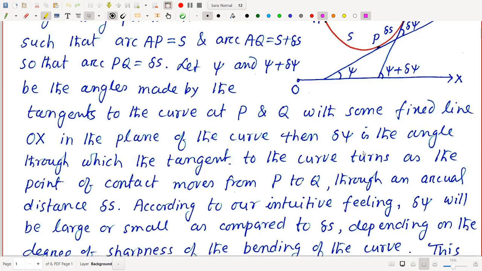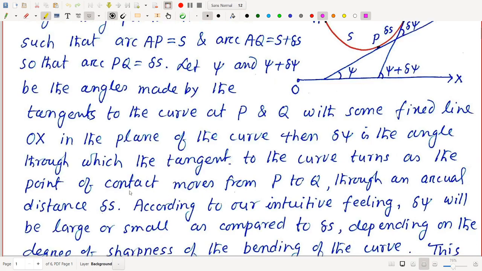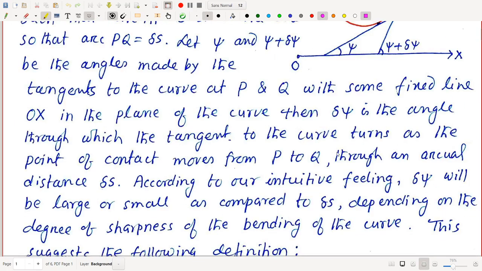Then, what is delta psi? This delta psi is the angle through which the tangent to the curve turns or rotates as the point of contact moves from P to Q through an arc distance. This arc length PQ is delta s. If the point of contact moves from P to Q through an arc distance delta s, then the tangent rotates through an angle delta psi.